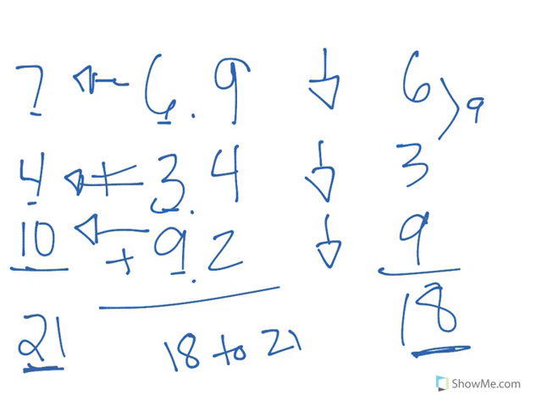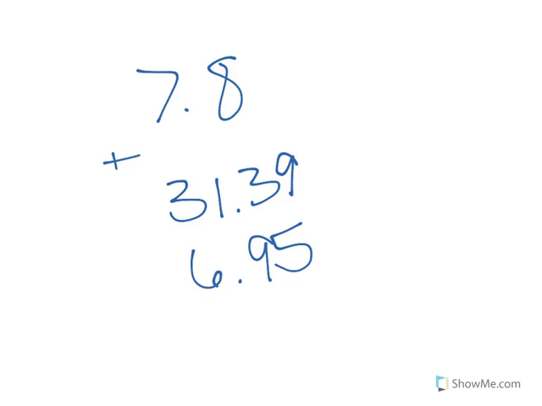I want you to try doing that. You look at the first number and round all down, and then you look at the first number and round all up. So I want you to do that for this problem. This one's straight out of the book: 7.8 plus 31.39 plus 6.95. Look at the ones and figure out what the range would be. What we're basically doing is cutting off the decimal low and then cutting off the decimal high. Pause and solve, and then you can double check your answer with me.